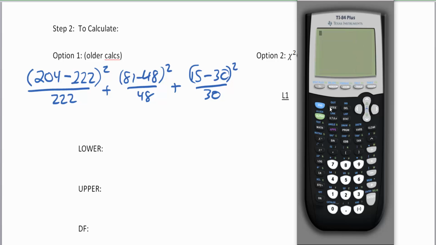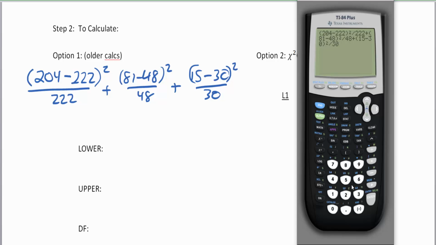Hit second mode to get out of this, and now we're going to use parentheses, 204 minus 222, squared, divided by 222, plus, use the parenthesis key again, 81 minus 48. And see, this is why I like classic mode, because you can see everything on the screen at once. Divided by 48, plus, one more to go here, 15 minus 30, parenthesis, square it up, and divide by 30.